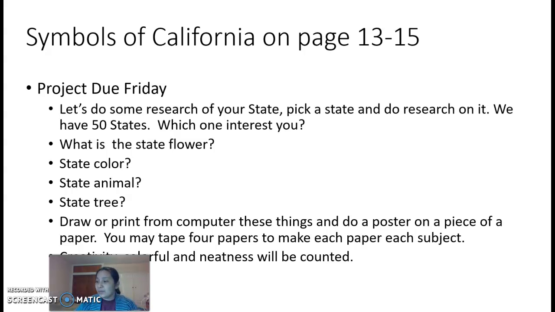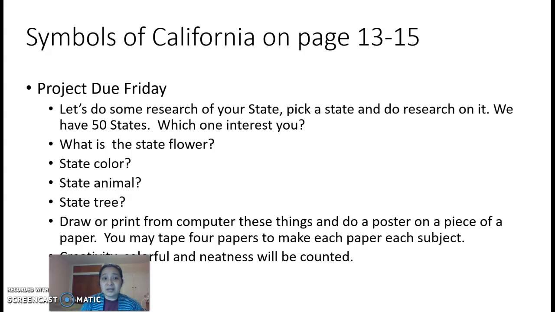You're going to have a piece of paper. Here I have a piece of paper. You could have a piece of paper this small and do the four corners. Or you can do one paper each representing one, and just tape them together to make four things. Put in your state, your state color, your animal and tree, and tell me about it. Then be colorful and creative and be neat, please.